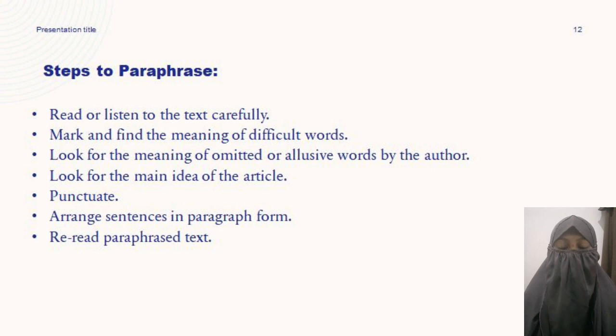Next, the paraphrasing activity has the steps, namely: 1. Read or listen to the text carefully. 2. Mark and find the meaning of difficult words. 3. Look for the meaning of omitted or allusive words by the author. 4. Look for the main idea of the article. 5. Punctuate. 6. Arrange sentences in paragraph form. And the last, reread the paraphrased text.